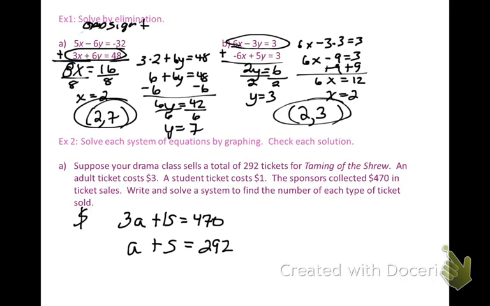Notice I wrote them underneath each other. And notice on the top and bottom I do have one thing that is the same, and that would be the students. The students are the same. I have 1s and a hidden 1s right there. Notice this time I have the same sign. If they're the same sign, I subtract them. Subtract.